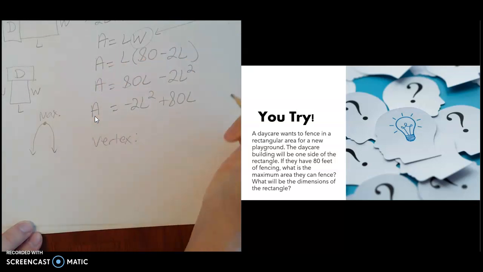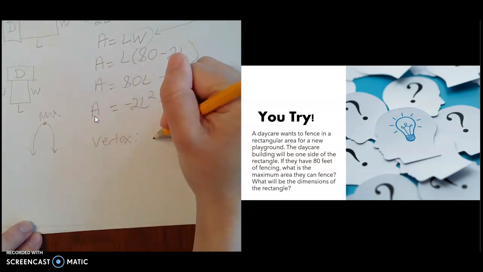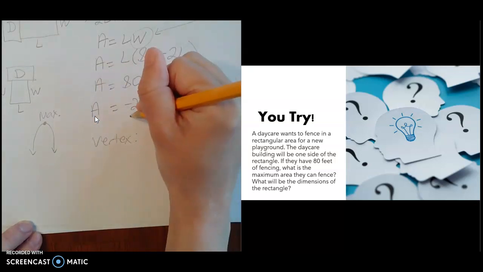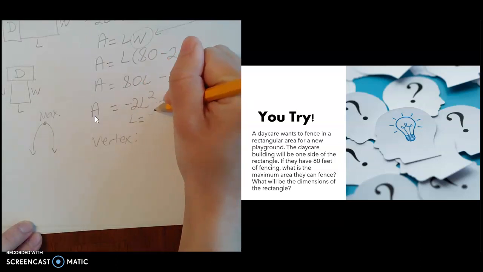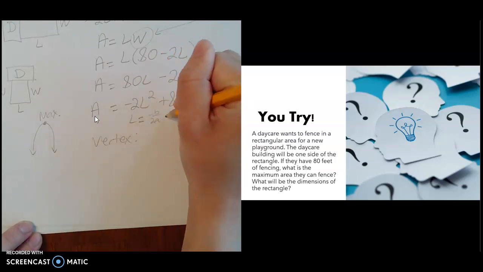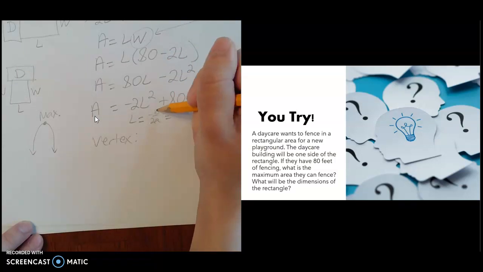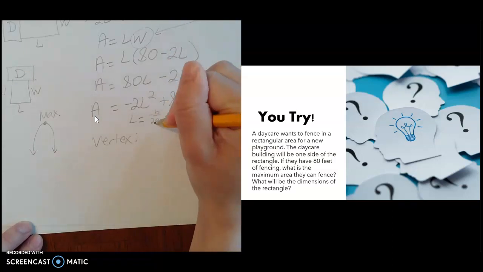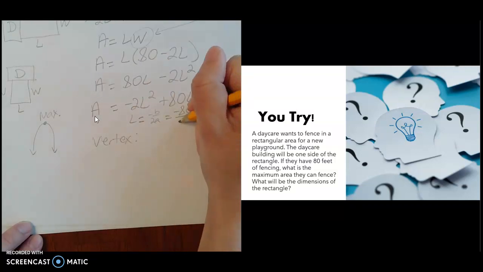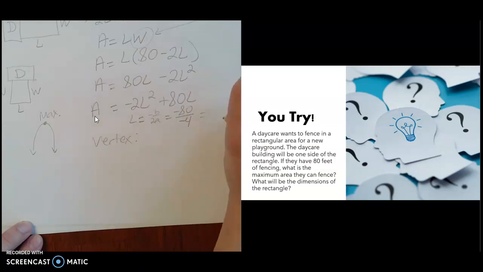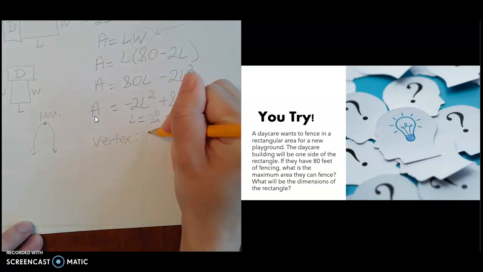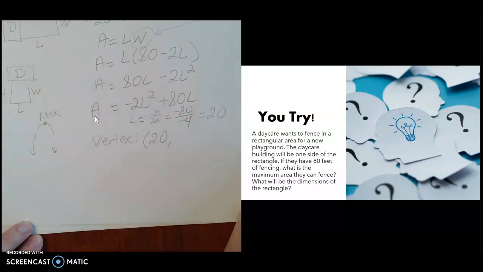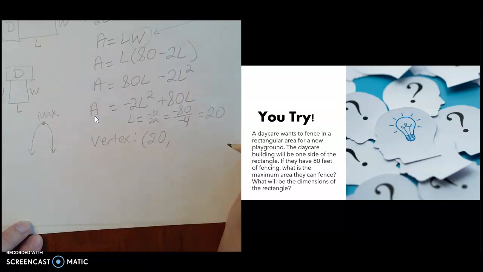All right, so the vertex, let's see, the x value, but for us that'll be our L value of our vertex, is going to be negative b over 2a to find it quickly. The opposite of b would be the opposite of 80, which is negative 80. 2a would be 2 times negative 2, which is negative 4. And negative 80 divided by negative 4 is positive 20. All right, so I've got 20 for my length.